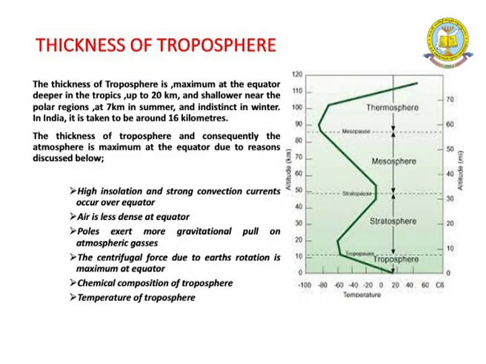The opposite happens at the poles. What happens over the poles? The poles experience very slanting rays of the sun, which implies a very low rate of insolation. This low insolation leads to denser air molecules, which get attracted by the gravitational pull of the poles, decreasing the thickness of the troposphere over polar regions. This is one of the reasons. The other reasons which contribute to the variation of thickness include the centrifugal force which acts over the equator and deflects the winds. All these phenomena are the reasons for the varying thickness of the troposphere.